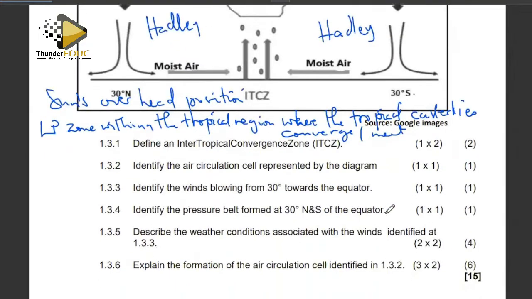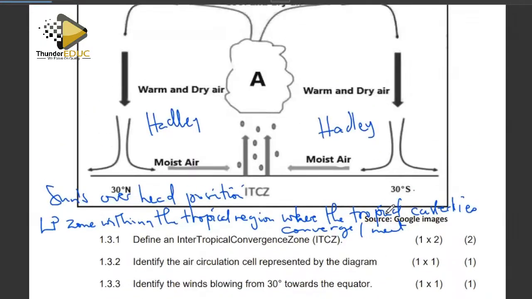Right. Identify the winds blowing from 30 towards the equator. The moist air here, I think I've talked about that. These are subtropical easterlies, or in other words, we can call them the trade winds. These are the winds that we are seeing here from the north to the south. The same winds here, they are the trade winds.